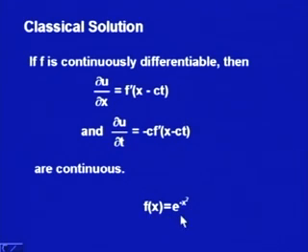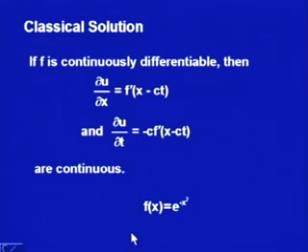For example, if you remember, in the last lecture we had used one function, f(x) as e to the power minus x square. This is a differentiable function, it is continuous, and its derivatives will also remain continuous however many times we differentiate it. So, this is a classical solution.